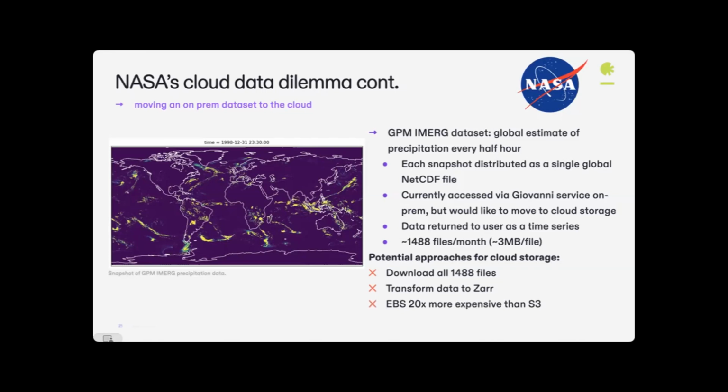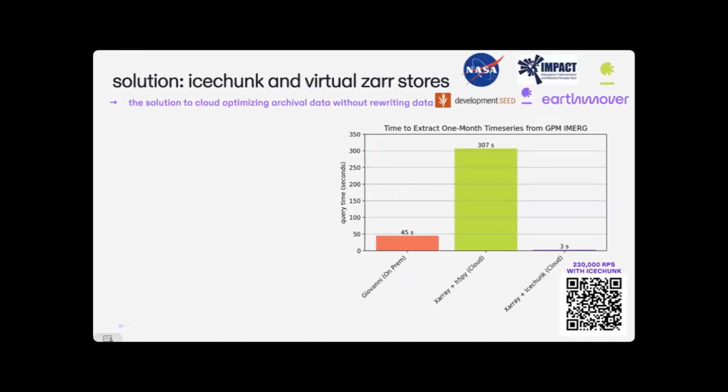And then NASA also considered elastic block storage, which you can think of as hard drives for the cloud. And it's more similar to POSIX storage than it is to cloud storage. So it would make this migration easier. However, EBS is 20 times more expensive than S3. So this would also negate the cost savings of moving to the cloud.